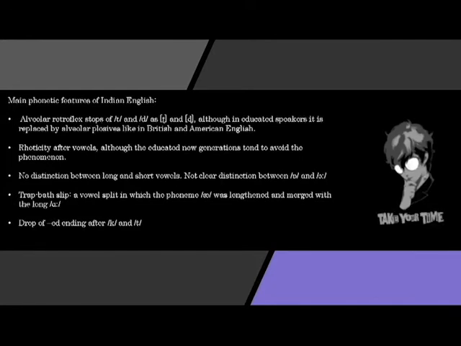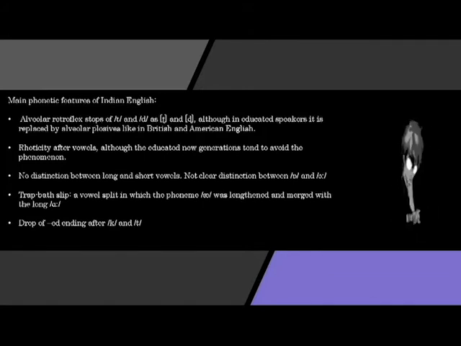Rhoticity is the pronunciation of the historical rhotic consonant R in all contexts by speakers of certain varieties of English. In non-rhotic varieties, speakers no longer pronounce R in post-vocalic environments, that is, when it is immediately after a vowel and not followed by another vowel.